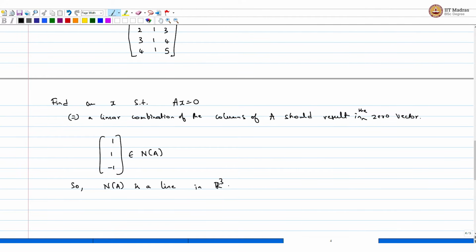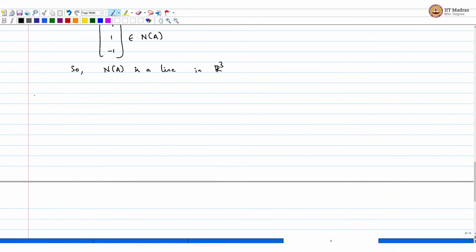So you're looking at columns of A, and there are 3 columns in this matrix A, and you're looking at linear combinations. So every element of the null space belongs to R3. And now the question is, does it span the entire R3? No, it's just a line. This is all you get for the null space.